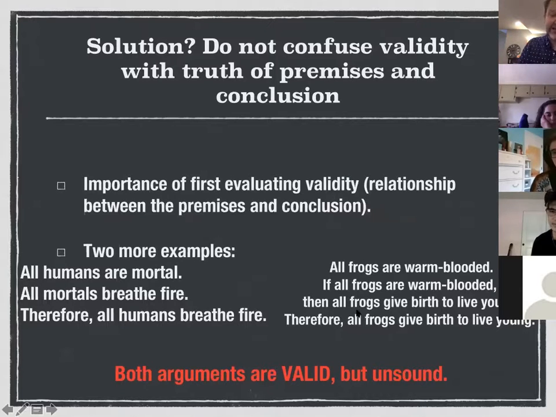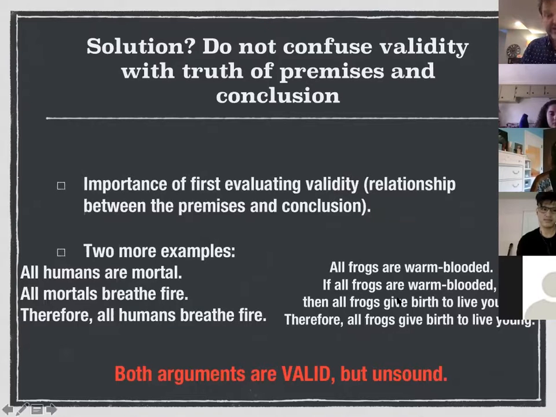This one has been causing trouble for all the students all day. So I think it's not surprising that many of you didn't get this one right. It's pretty weird. But I think we can see how it would work if we just replace frogs with cats, right? If all cats are warm-blooded, then all cats give birth to live young. Therefore, all cats give birth to live young. That strikes us as a valid argument. And I think the reason it does is because none of those premises or conclusion fly in the face of anything we already believe, right?